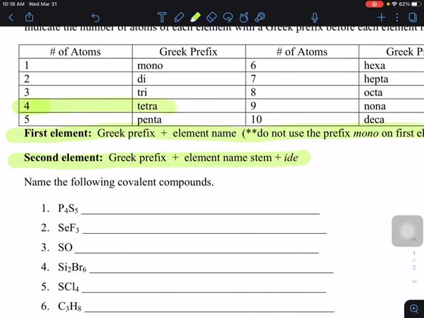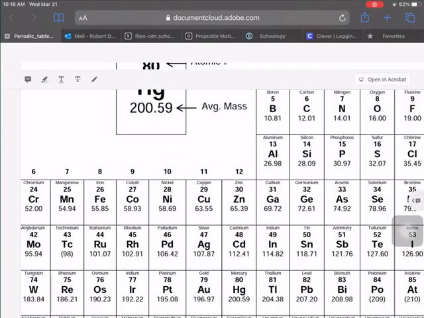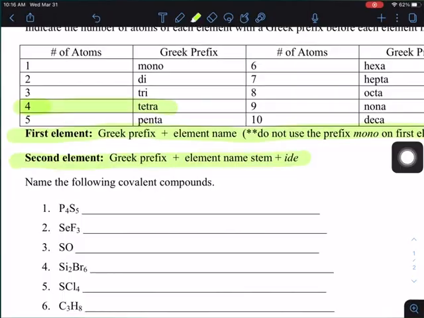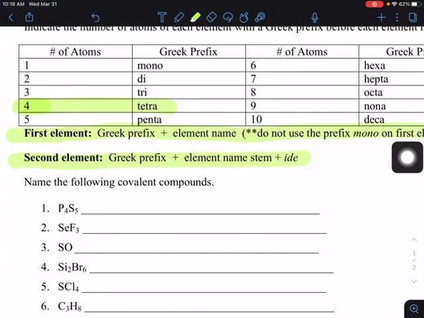So P is phosphorus, and again, if you don't know the names of these, you just have to go to the periodic table right here. P tells you that it is phosphorus. So we're just going to do the tetra. Remember, the 4 right there tells you that it's tetraphosphorus.